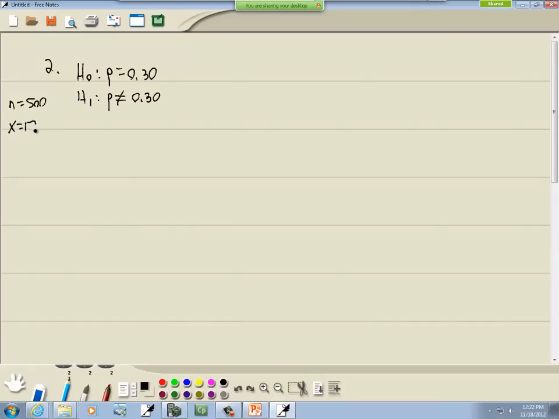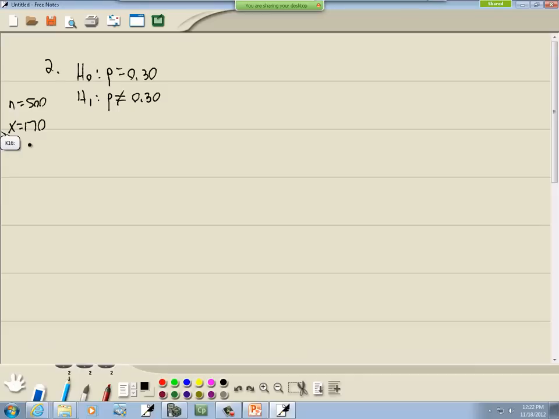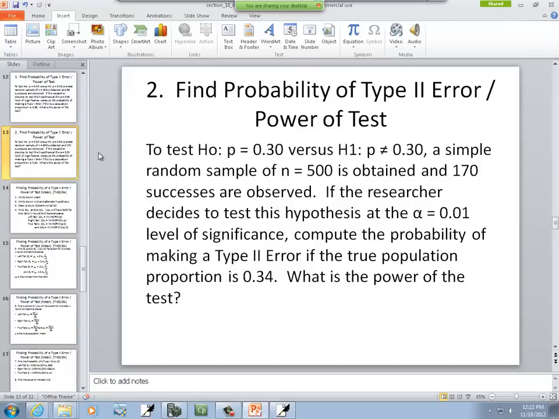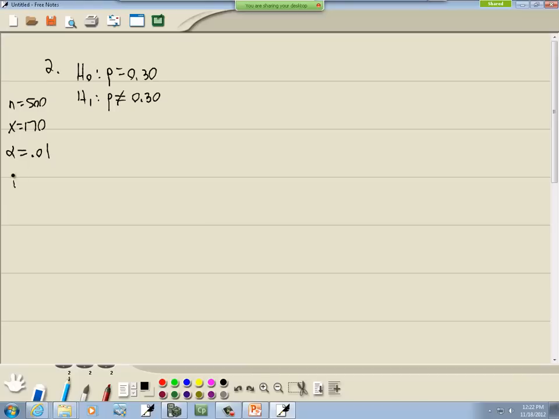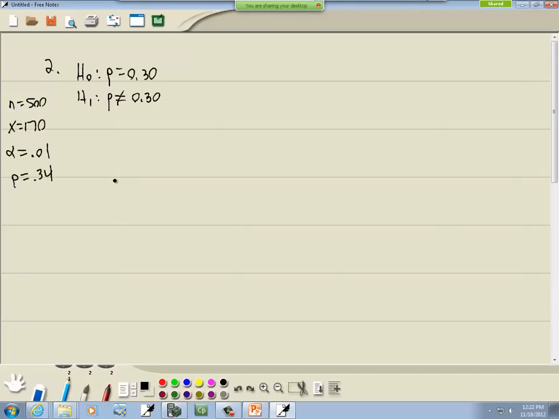We're not actually doing the claim part, so some of this we're not using. If the researcher decides to test this hypothesis at alpha is equal to 0.01 level of significance, compute the probability of making a type 2 error if the true population proportion is 0.34. So P is equal to 0.34. What is the power of the test?